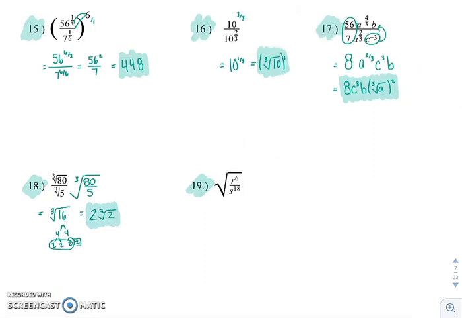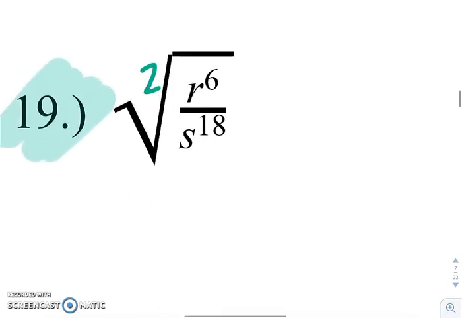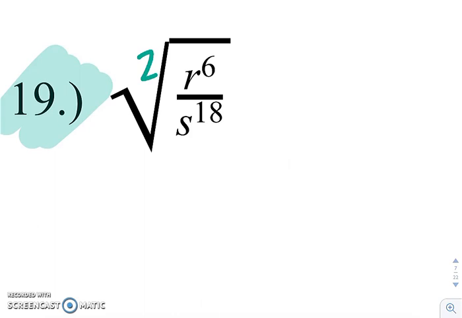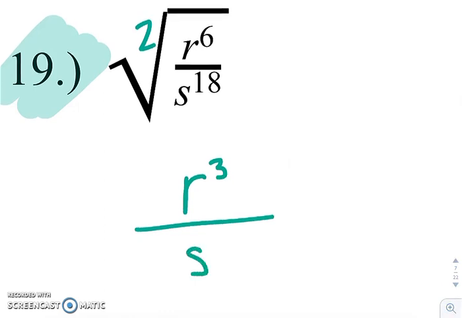So that one was with just numbers, but in number 19 it's similar. You just have variables. So what root are we working with? If you don't see one, it's the square root. So we can't divide or combine R and S. So we can't do like 6 minus 18 because they're not the same base. But if we divide 2 into each of those powers, 2 goes into 6 how many times? 3. And 2 goes into 18 how many times? 9. Since they both go in perfectly, there would be nothing left to stay underneath the radical. So we would be done here.